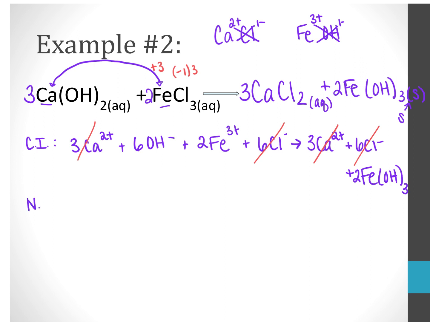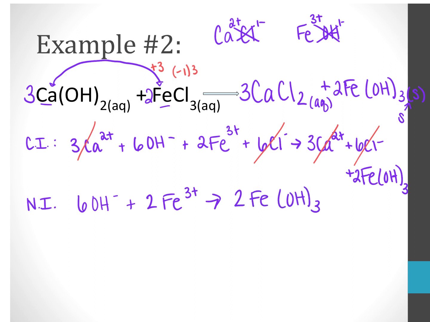All right, so then that last step is the net ionic. So the good stuff, you're just going to rewrite everything you have that didn't get crossed out. So we should have 6 hydroxide ions plus 2 iron ions. And it should give us 2 FeOH3. And then since we already balanced everything in our first step and we kept it balanced down here, this should automatically be balanced for you.